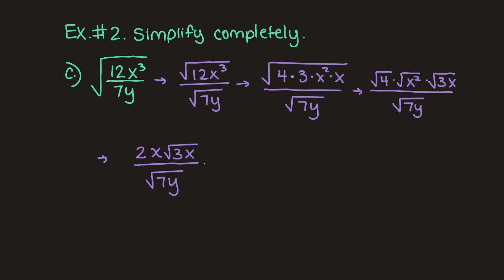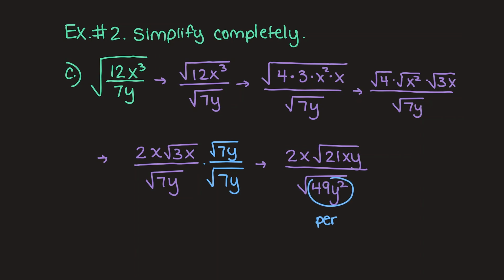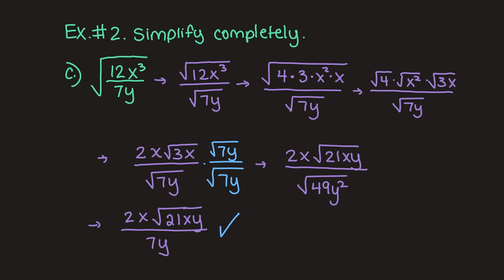We multiply by the square root of 7y over the square root of 7y, so that the radicand is a perfect square. This then simplifies to 2x times square root of 21xy over 7y. And now our expression is simplified.